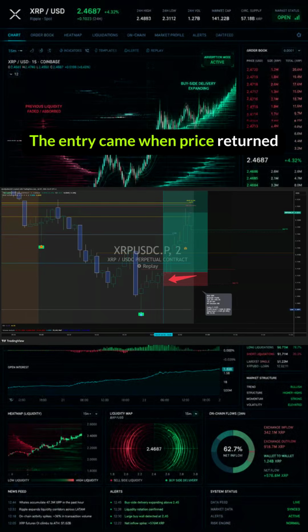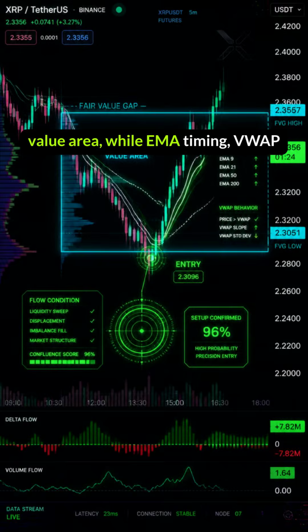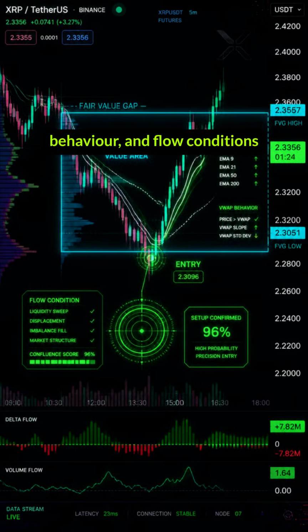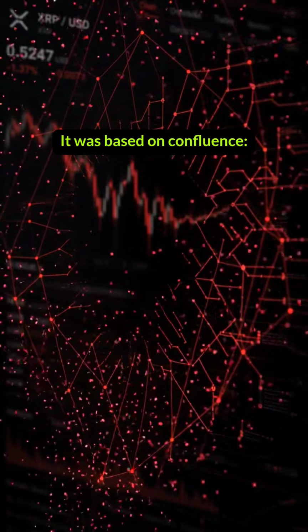The entry came when price returned into the fair value gap and value area, while EMA timing, VWAP behavior, and flow conditions supported the buy-side case. This is where the A+ model matters. The trade was not based on hope, it was based on confluence.